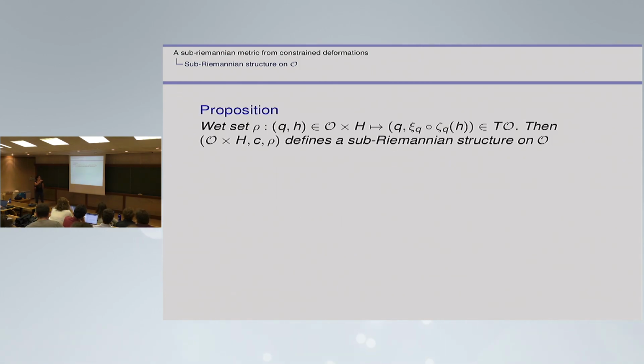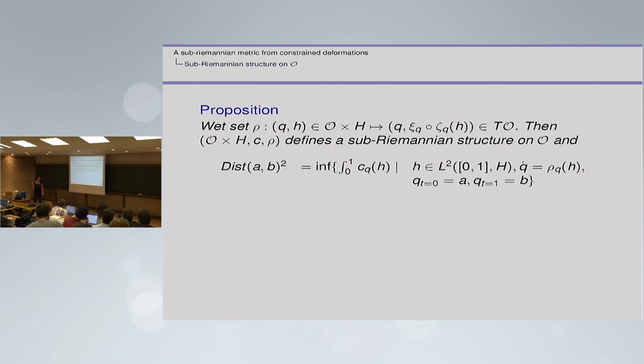So indeed, with this morphism of fiber bundles that combines the field generator and the infinitesimal action, you have a morphism between this cross product and the tangent space. And you can show that this defines a sub-Riemann structure on O. And besides, the distance coming from this sub-Riemann distance, the square distance, is equal to the infimum cost for horizontal trajectories.